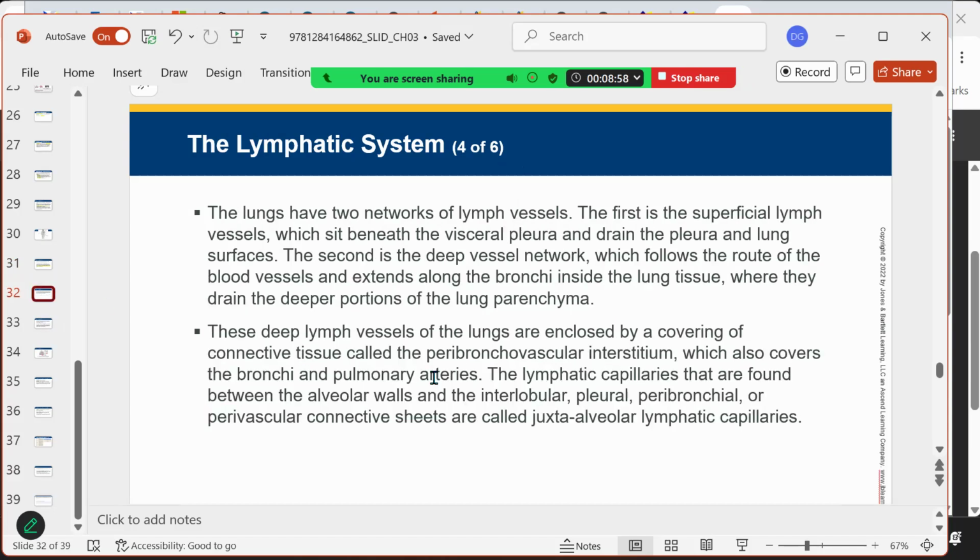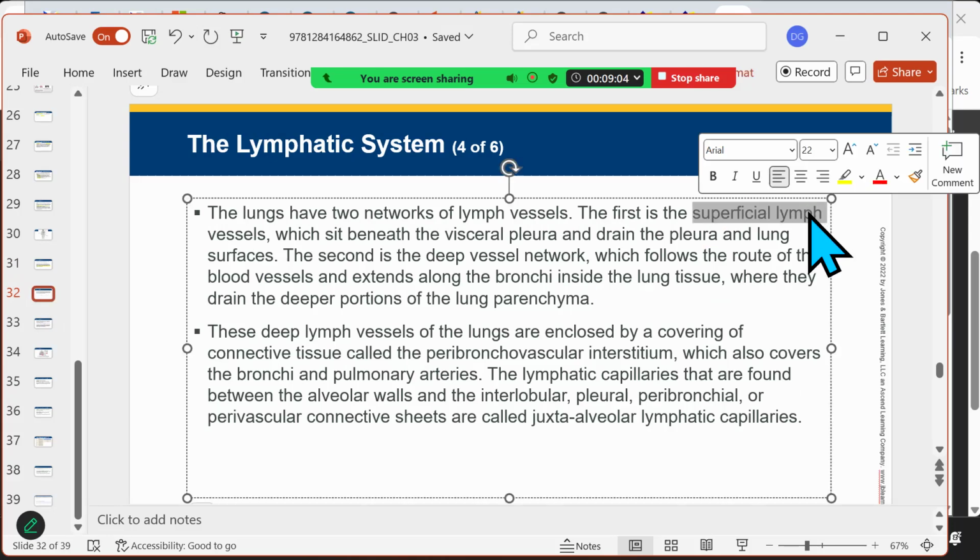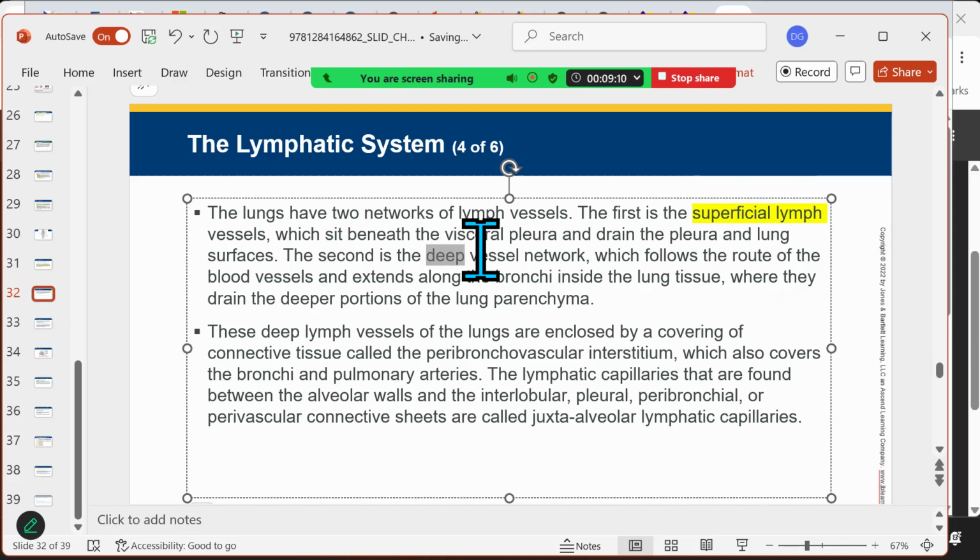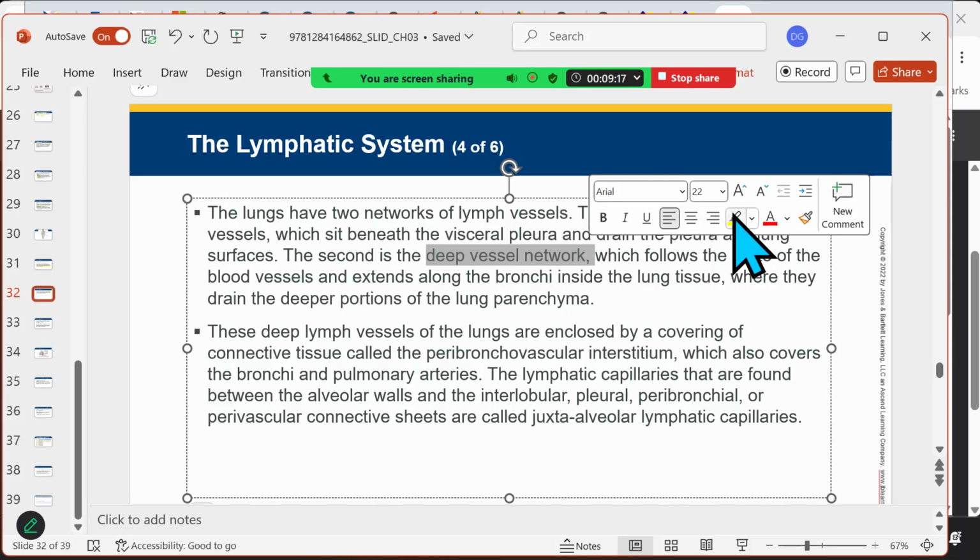Moving ahead, we have two networks of lymph vessels. There is a superficial network, pretty much on the surface, sitting right beneath the visceral pleura. And then there is a deep vessel network, which follows the route of the blood vessels and goes way down into the lungs. Both are important.